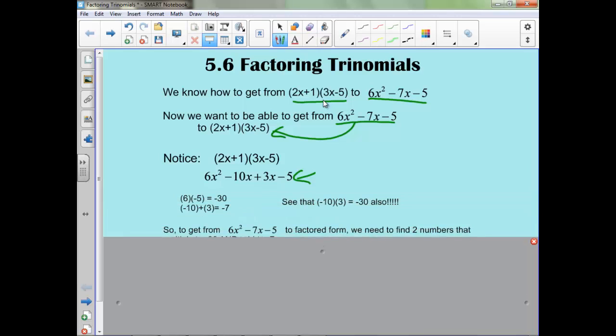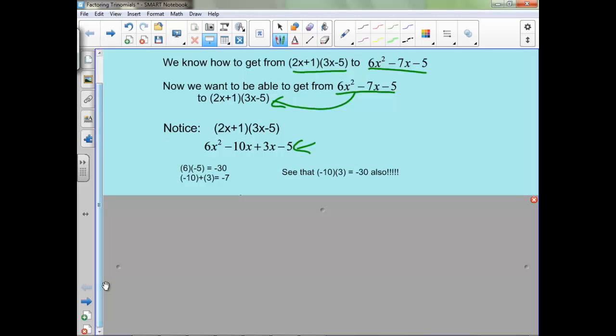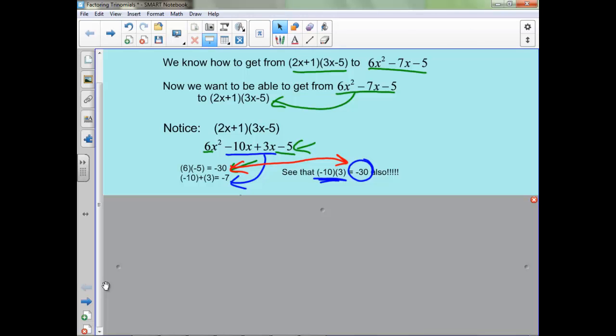Now some key things to notice here: this 6 times negative 5, when we multiply them, we get negative 30, and then these middle two that we combine will get negative 7. But also when we multiply these two, we get this negative 30 as well. And notice that these two numbers match up. We're going to be using this pattern to figure out how to factor trinomials.